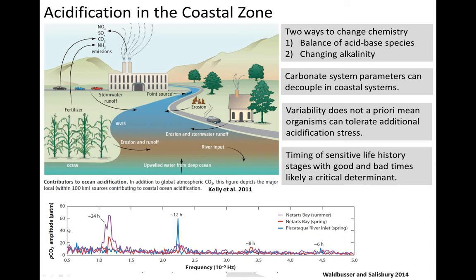Basically what you're seeing here is the amplitude of pCO2 variability, with peaks on 24-hour, 12-hour, 8-hour, and 6-hour cycles. The point here is that this variability is there, and as we increase atmospheric CO2, it's likely to shift either the timing or the magnitude of these amplitudes at these different frequencies.